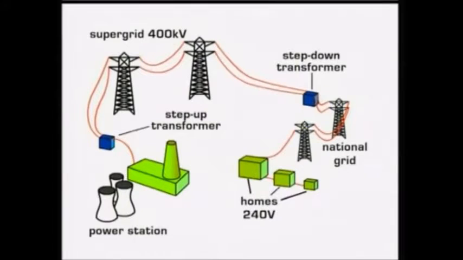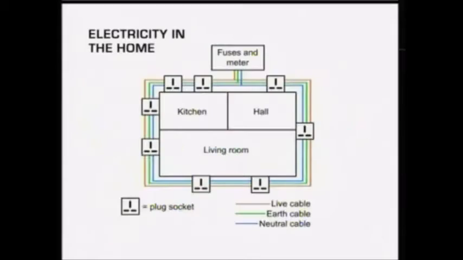The supply can then be reduced to a safer 240 volts for use in the home. That's still a dangerous amount of energy, and precautions are needed to ensure safety. The 240 volt electricity supply comes into the home through the meter and the fuse box. A fuse box has fuses or circuit breakers to protect each circuit in the house, such as the downstairs lighting, a cooker, or a ring circuit of wall sockets.